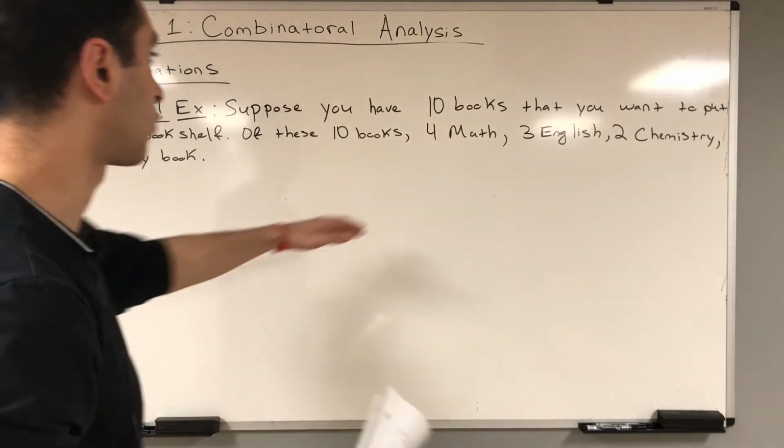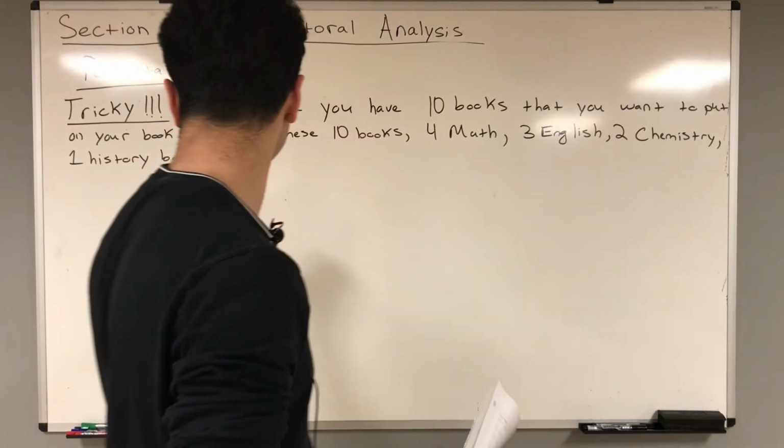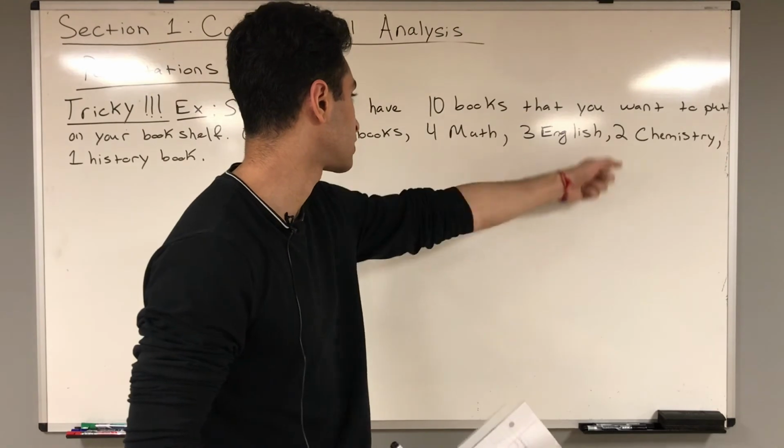Okay, so out of these 10, you have 4 math, 3 English, 2 chemistry, and 1 history. If you count them all up, that is 10: 4 plus 3 plus 2 plus 1.